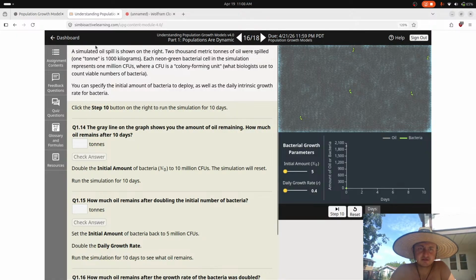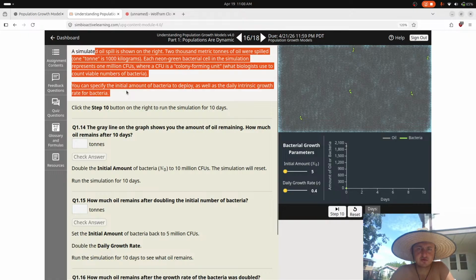A simulated oil spill is shown on the right. 2,000 metric tons of oil were spilled. Wait, 2,000 metric tons? Dude, that's a crazy amount.